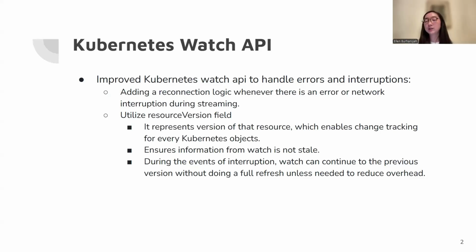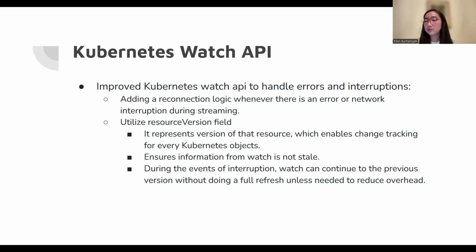One of the things that we worked on for this sprint is improving the Kubernetes Watch API to handle errors and interruptions. We added a reconnection logic for whenever there's an error or network interruption during streaming. We utilize the resource version field, and this represents the version of a resource, which enables tracking for every Kubernetes object. With this, we are able to ensure that information from Watch is not stale and that during the events of interruption, Watch can continue from the previous version without having to do a full refresh unless it's needed, to reduce overhead.